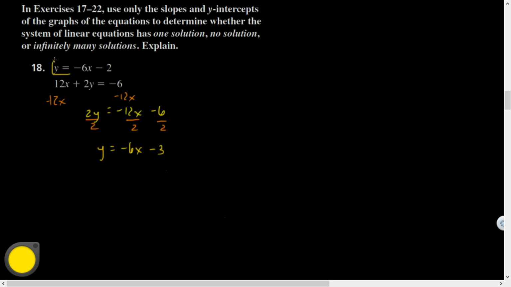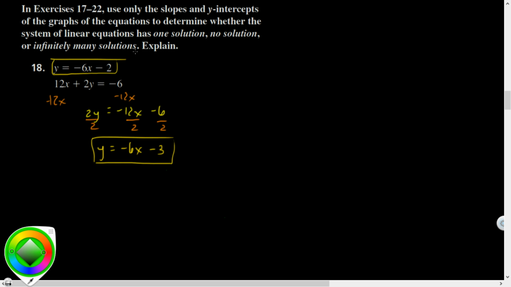Let's see, to solve for y, we'll divide both sides by 2. Everybody gets divided by 2. Everybody. And I get y equals negative 6x minus 3. So between these two equations, let's analyze their slopes and their y-intercepts. So what is the slope of this first line? What are our thoughts? Y equals mx plus b.